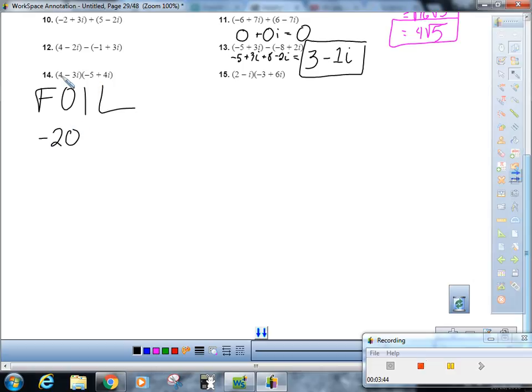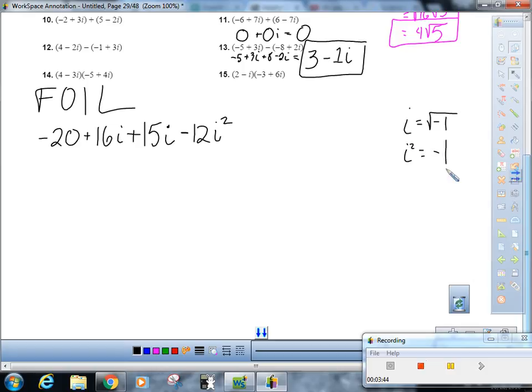Okay, so 4 times -5 is -20. Outside, 4 times 4i is 16i. -3 times -5. Sorry, -3i times -5 is a positive 15i. Very good. Here's the new one. What's -3i times positive 4i? -12i squared. Now, what was i again? The square root of -1. So what is i squared?